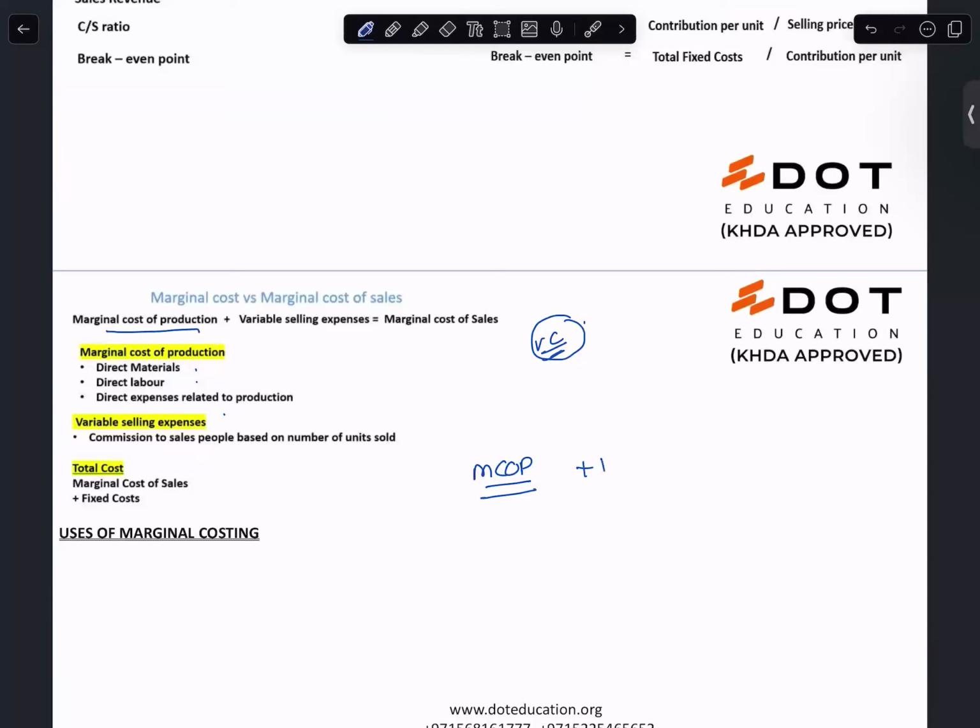In that, if you add the variable selling expenses, then it will become what? It will become the marginal cost of sales. Okay, there are two things: one is marginal cost of production, one is marginal cost of sales. So marginal cost of production is what? Direct materials, direct labor, and direct expenses related to production. In that, if you add the variable selling expenses, it will become marginal cost of sales. In the marginal cost of sales, if you add the fixed cost, you will get the total cost. Okay, these are three different things.